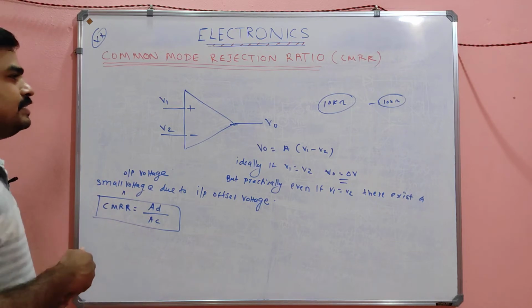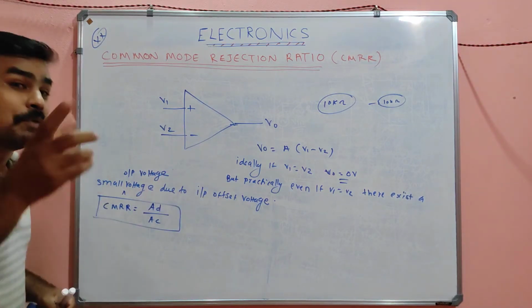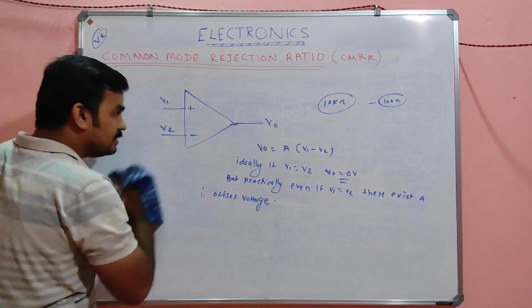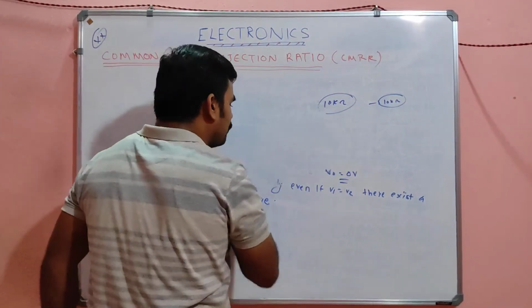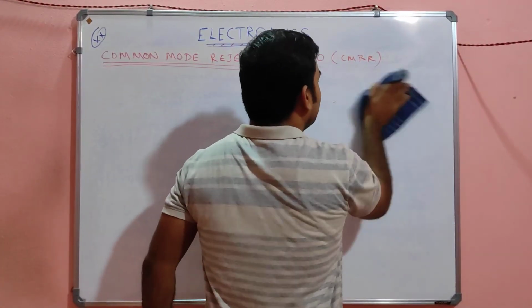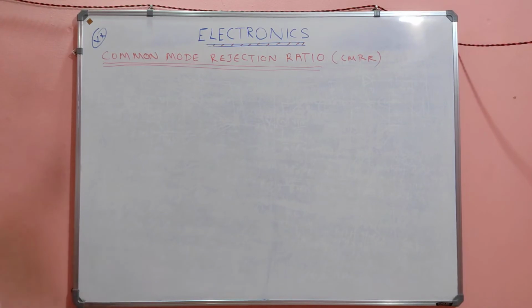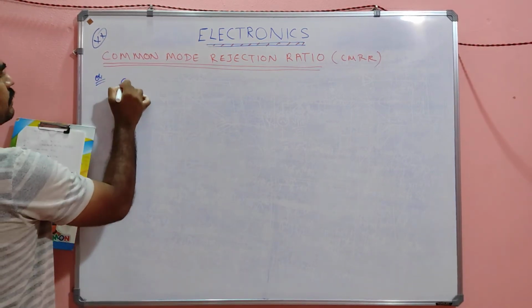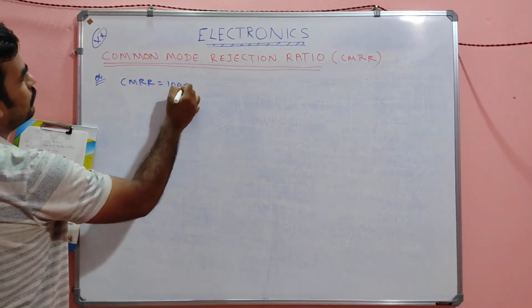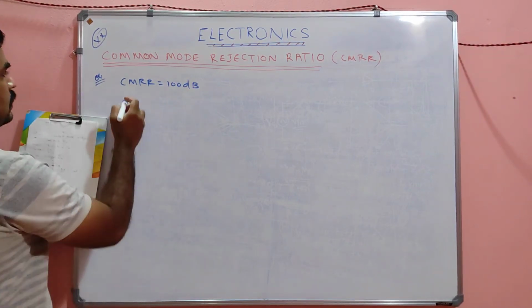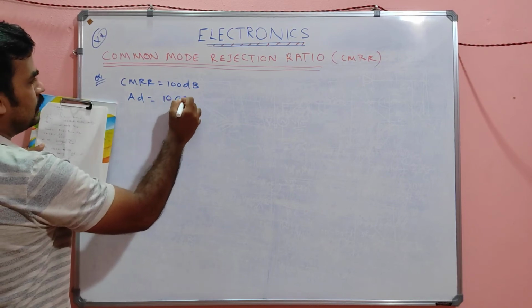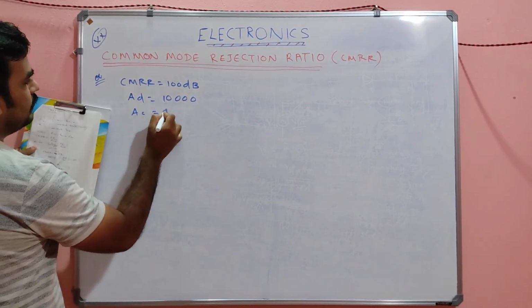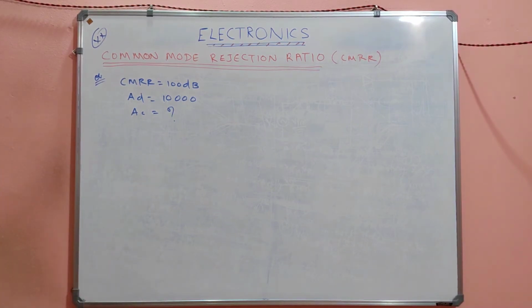So this is the theory of CMRR, but no one will ask you the theory. The problem will be asked. Let us discuss a problem. We will take the same problem from the electrical inspectorate exam. Let's see if the option is there or not. See, my dears, in the question it's given that CMRR is equal to 100 dB, and the differential mode gain is given as 10,000, I think, and we have to find the common mode gain. That is the question.